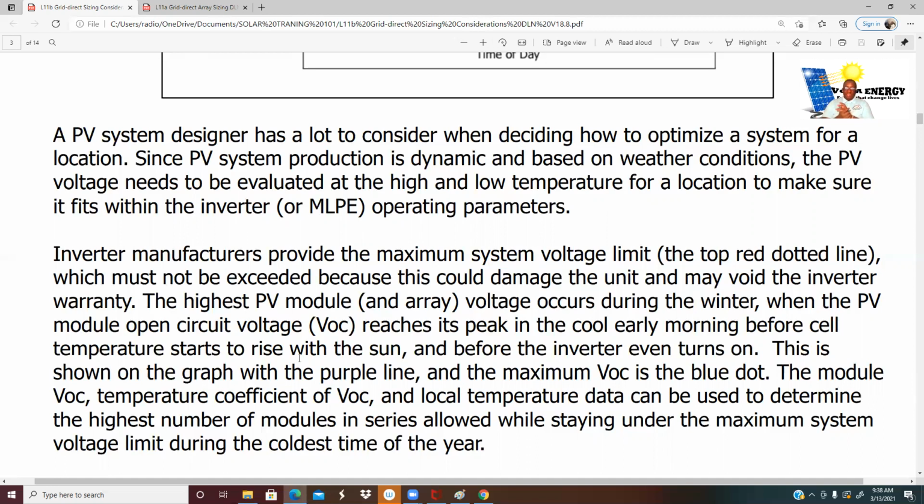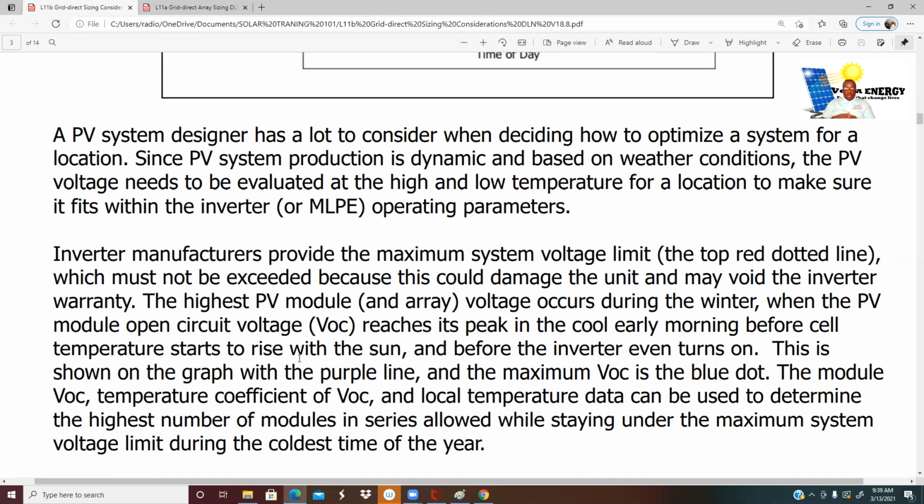Inverter manufacturers provide the maximum system voltage limit. The top red dot line must not be exceeded, because this could damage the unit and may void the inverter warranty. The highest PV module and array voltage occurs during the winter, when the PV module open circuit voltage, VOC, reaches its peak in the cool early morning, before cell temperatures start to rise with the sun and before the inverter even turns on.